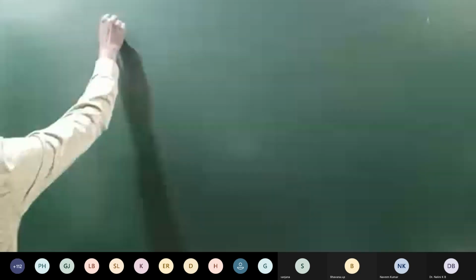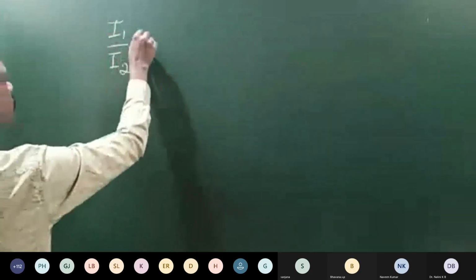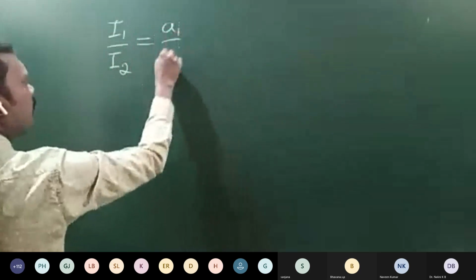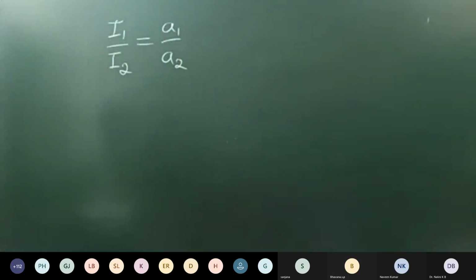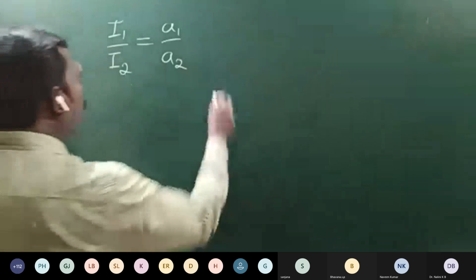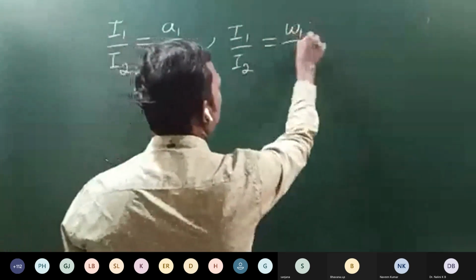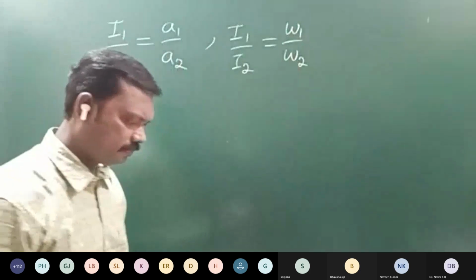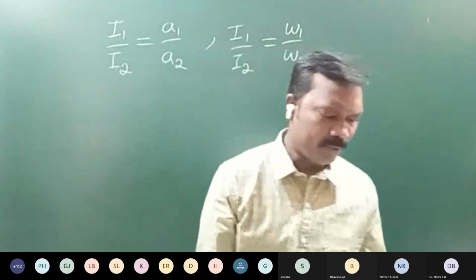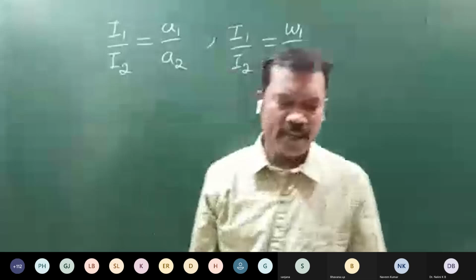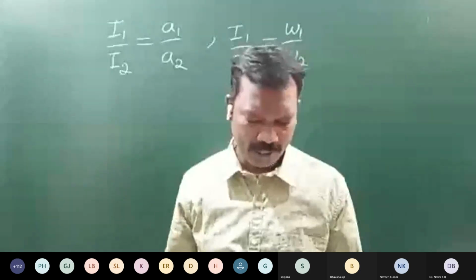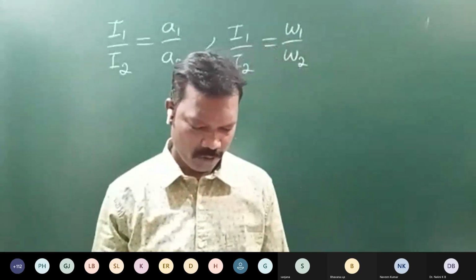Therefore, if we have two intensities of the wave, we can find the ratio of them. That ratio is given by I1 by I2 is equal to A1 by A2. Similarly, we can write I1 by I2 is equal to W1 by W2. A1, A2 are the amplitudes, whereas W1, W2 are the fringe widths.